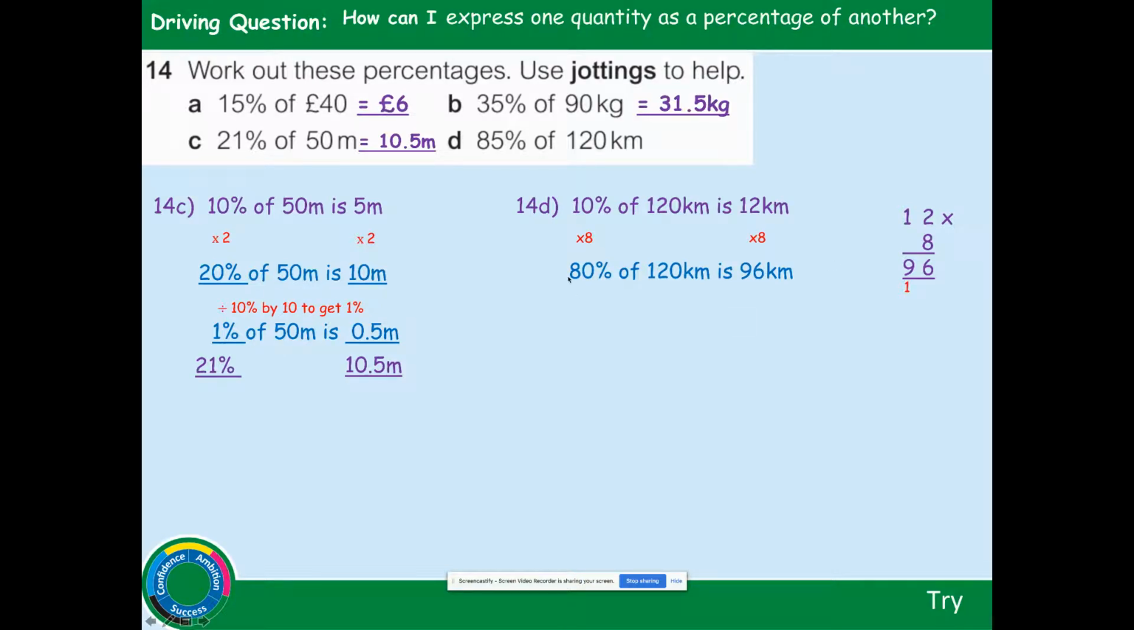So I've got my 80, but I need 5%. So if I half of my 10, half of the result of my 10, I will have 5. So 10 divided by 2 is 5. 12 divided by 2 is 6. So now I've got 85%. Add these two together. So 96 add 6 is 102.